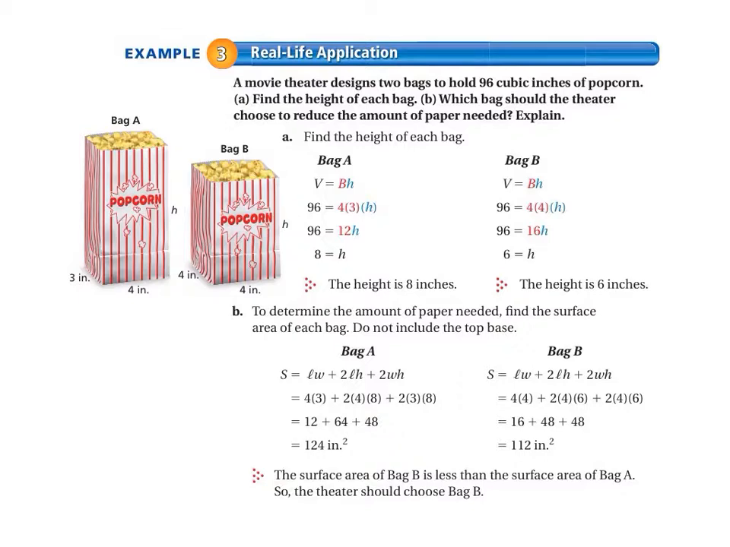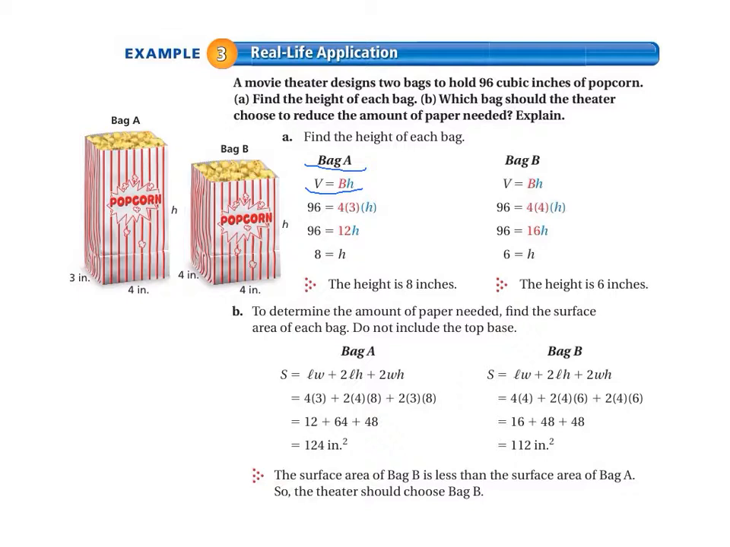Example 3, real-life application. A movie theater designs 2 bags to hold 96 cubic inches of popcorn. A. Find the height of each bag. B. Which bag should the theater choose to reduce the amount of paper needed? Explain. Let's start with letter A. Find the height of each bag. Bag A, we'll start with. So let's use our formula, volume equals base times height.